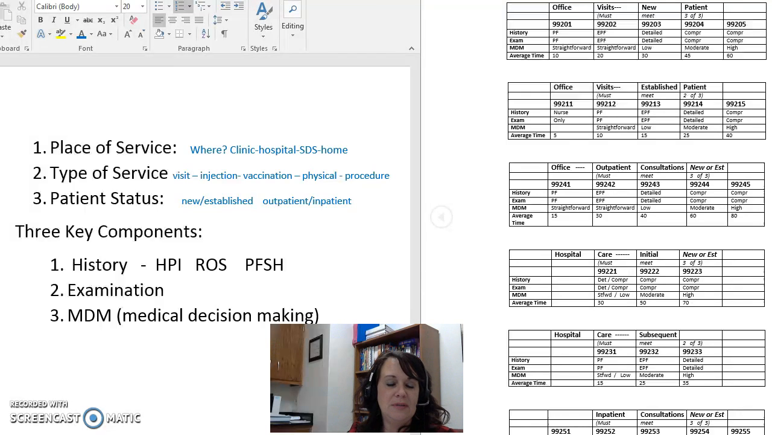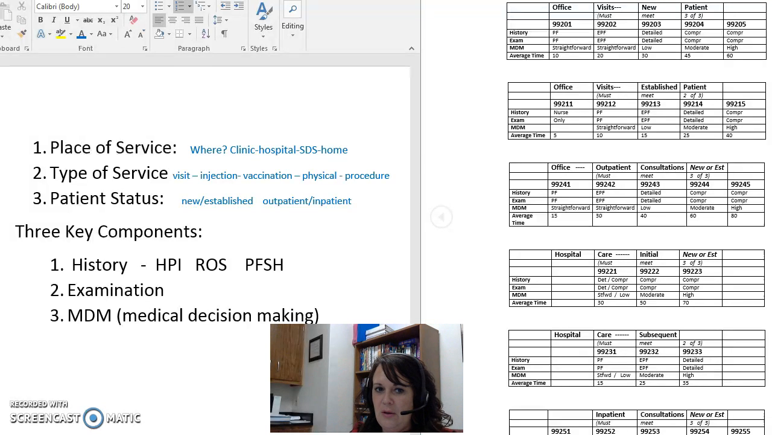Remember, the review of system is generally a question and answer. It's a yes and no type conversation. There is no touchy-feely, no physical touching. That would be the examination. So they go through, and I'm looking at page 271 now, the history levels.